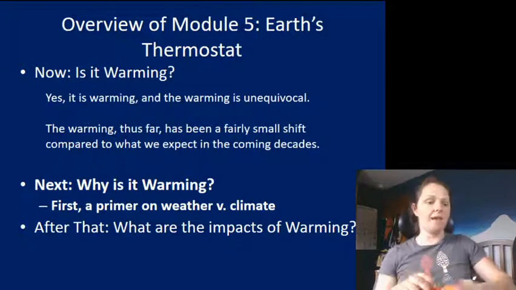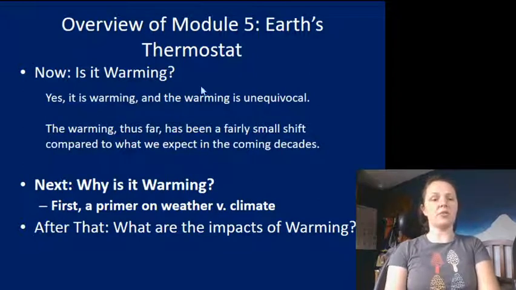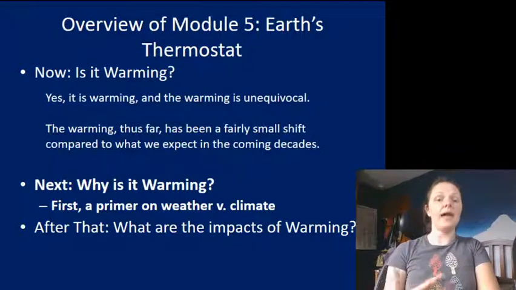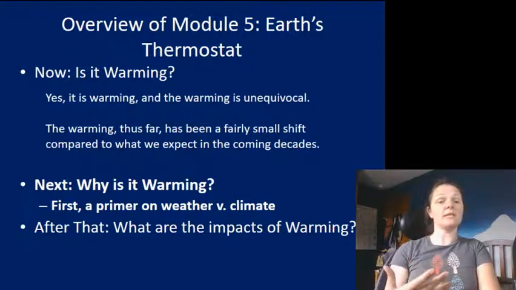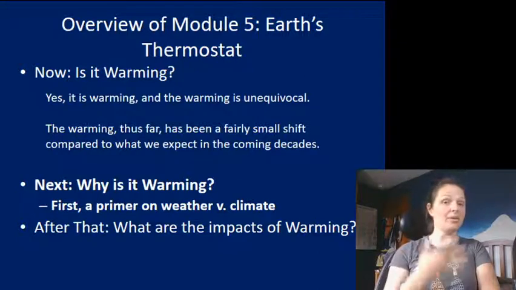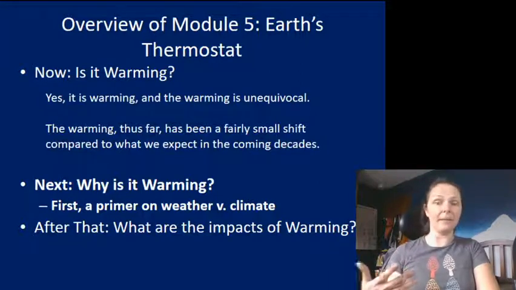Okay, so we have finished talking about the first part here, which is why is it warming? Yes, it is warming, and the warming is unequivocal. And as we'll talk about in a future class, the warming thus far that we've experienced is absolutely unequivocal and exists, and we can observe it, and there's plenty of evidence of it. Very small compared to the warming that we have in the pipeline that we expect to observe in the next few decades.